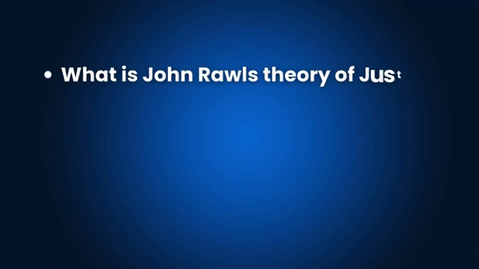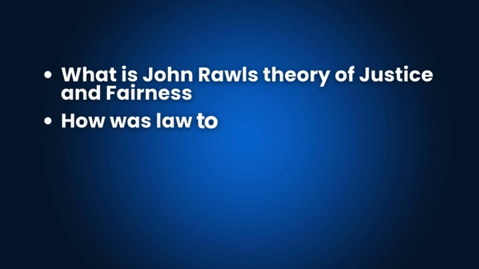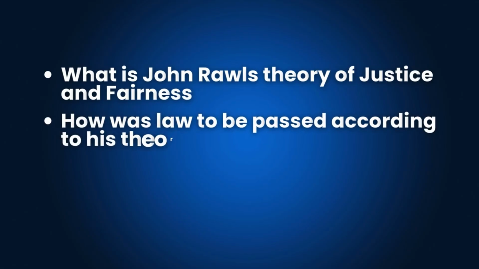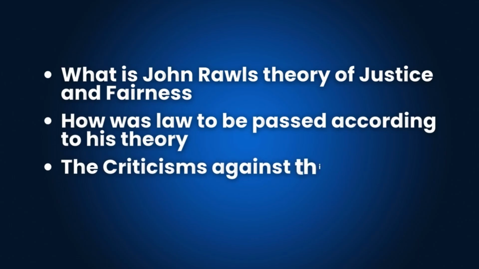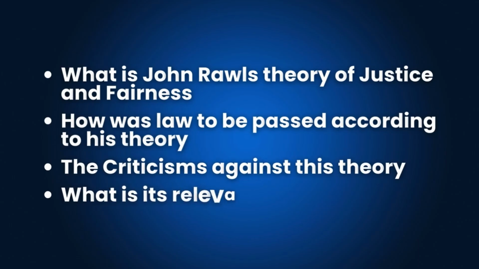Today's episode, we'll discuss John Rawls and his theory of justice and how he proposed that we achieve justice through the original position using something called the veil of ignorance. So in this episode, we'll discuss what is John Rawls' theory of justice and fairness, how was law to be passed according to his theory, criticisms against his theory, and what is its relevance today.